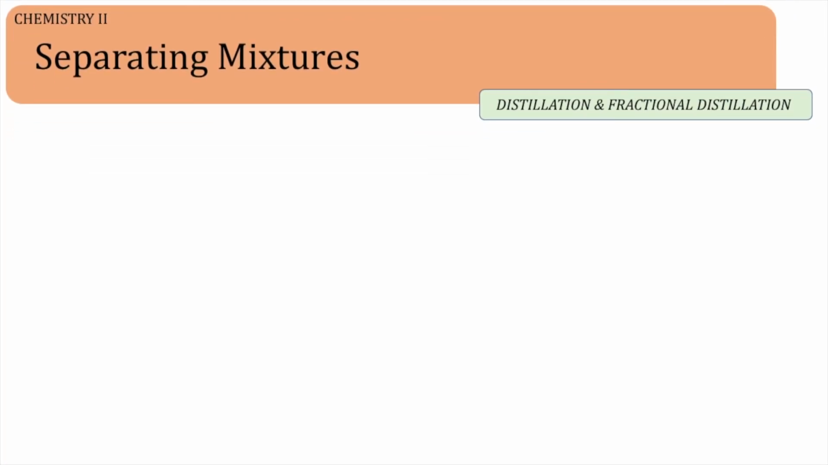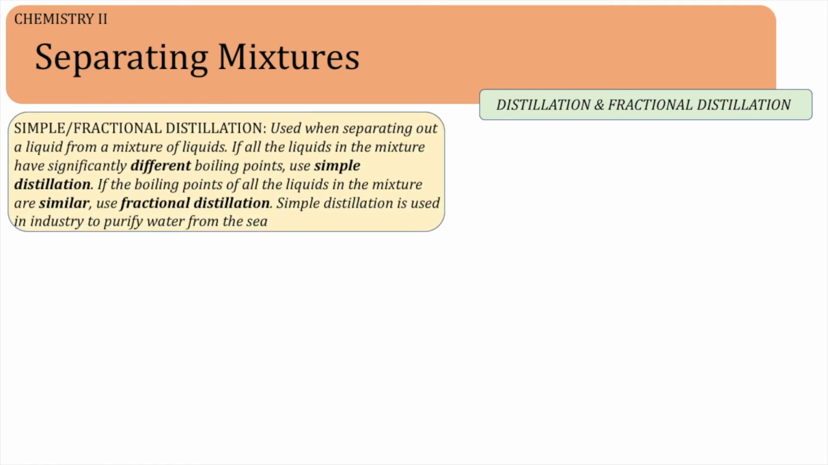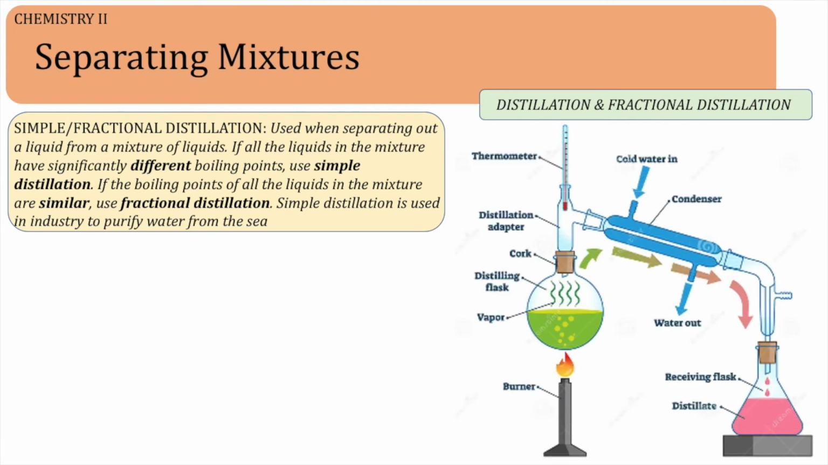When separating a liquid from a mixture of liquids, we use distillation. If all the liquids in the mixture have very similar boiling points, then simple distillation will not be sufficient and we'll have to use fractional distillation. However, if the boiling points of all the constituent liquids in the mixture are significantly different, we can use simple distillation. To perform simple distillation, we'll need the equipment shown here.